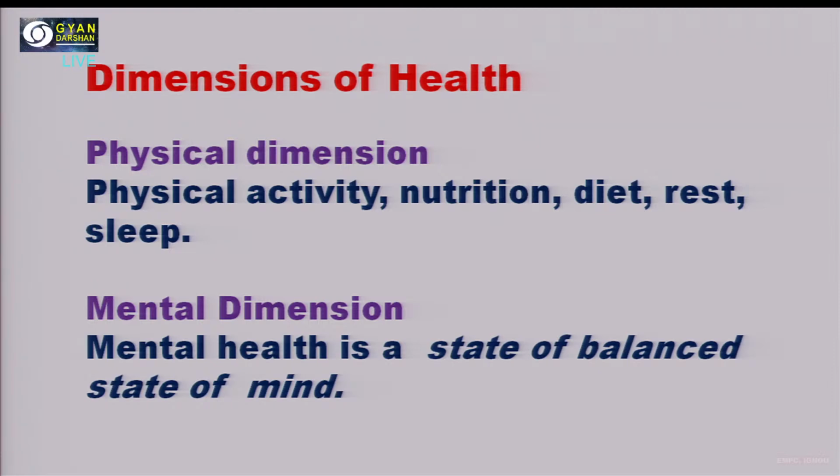Now, when we look around, we find individuals who live in different geographical locations, who belong to different areas, who are different on the basis of their color and other things. But all individuals are defined by the physical dimension of health, that is the physical activity they are doing, what kind of work they are doing, what kind of nutrients are required by the individual according to the nature of his job, what nutrition the individual is taking, what kind of diet the person is taking, what is the amount of rest and sleep.